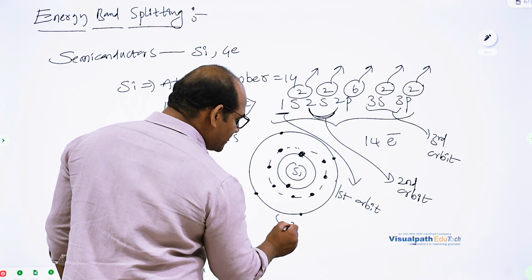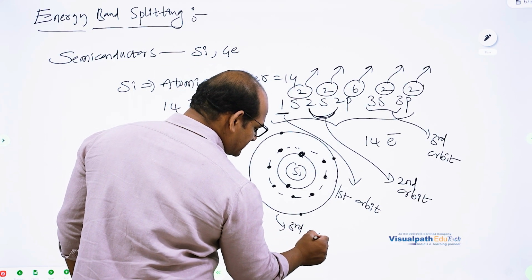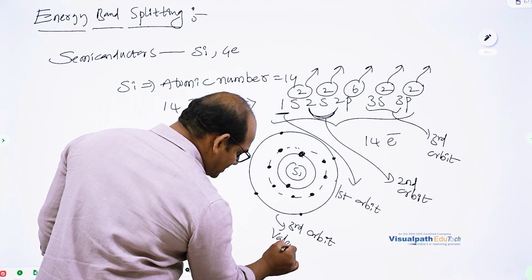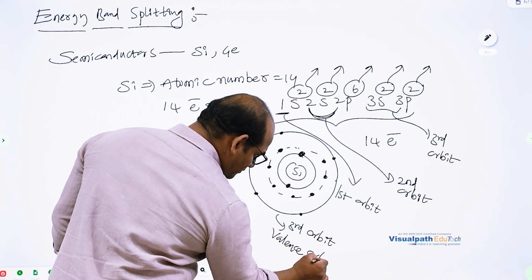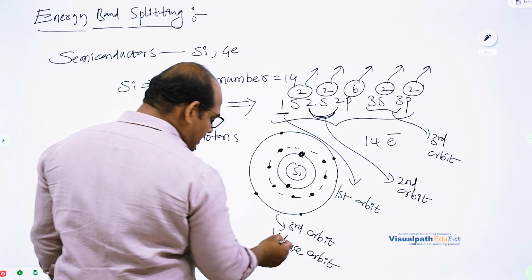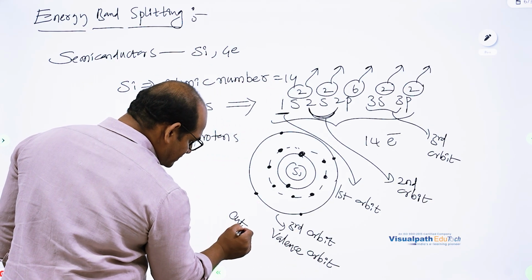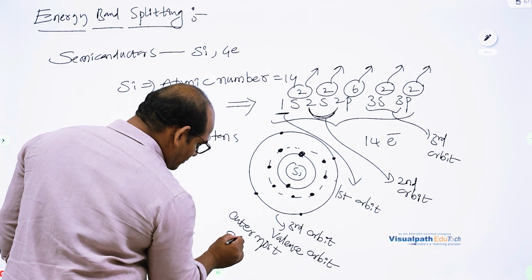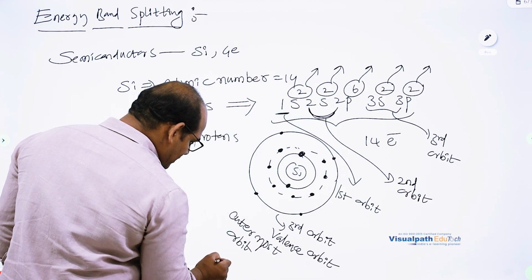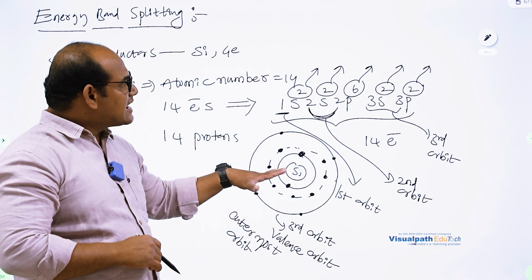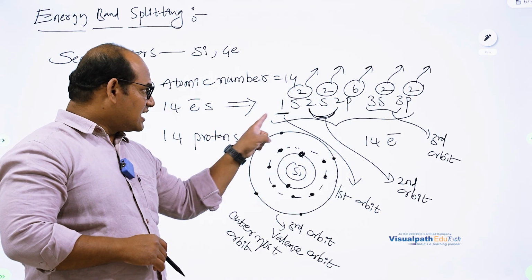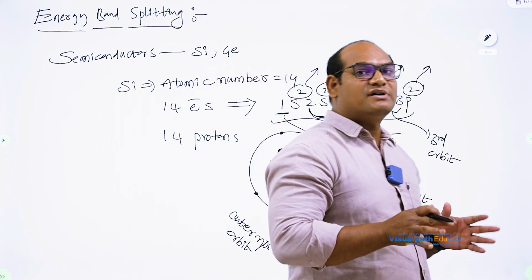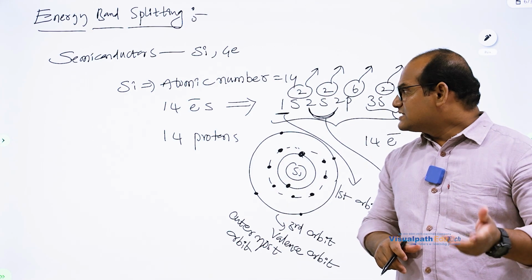So, this third orbit is important for us. This third orbit can also be called the valency orbit. This third orbit can also be called the outermost orbit. Even though one silicon atom is having 14 electrons, all these 14 electrons are not responsible for the production of the current. What is the reason for that?